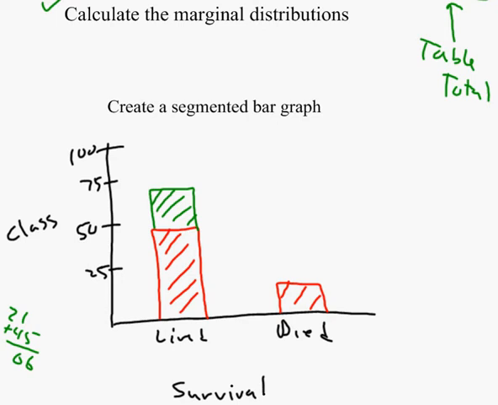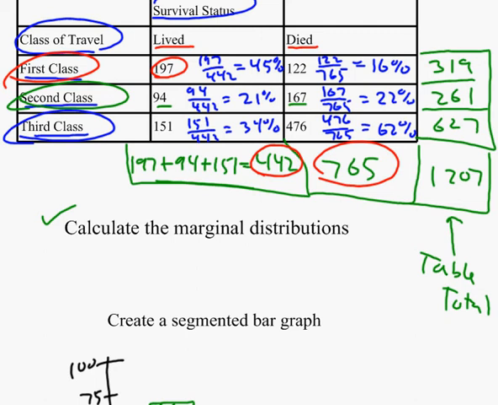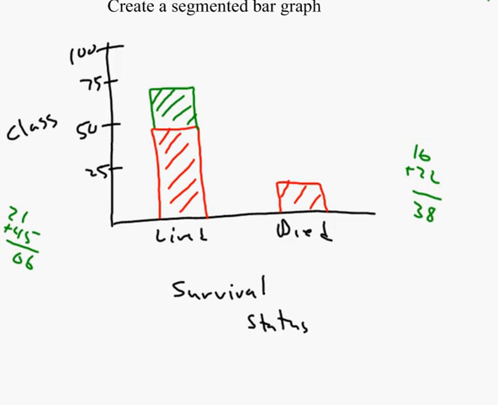And then if we look at the second-class passengers who died, there was 22% of them. So we had 16, because that was the height of the red bar, plus 22 is 38. I think I've got that right. Let me just double check. Yep, it was 16 plus 22, which would be 38. So 38 doesn't even make it to 50.